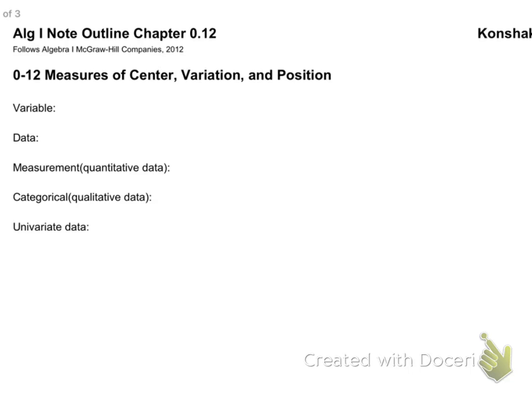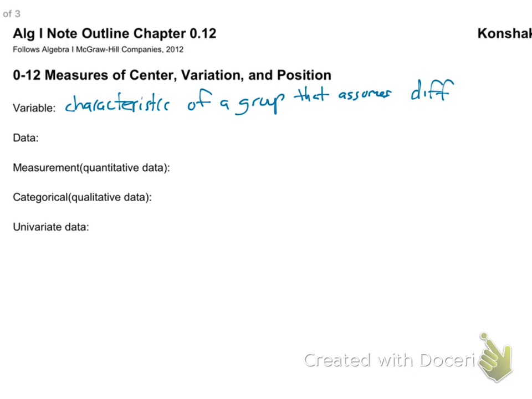The variable might be what we're going to call a characteristic of a group. So the variable, just like you think of in your science classes, is a characteristic of the group that we assume is different, that assumes different values. Okay, so it's a characteristic of a group that changes.